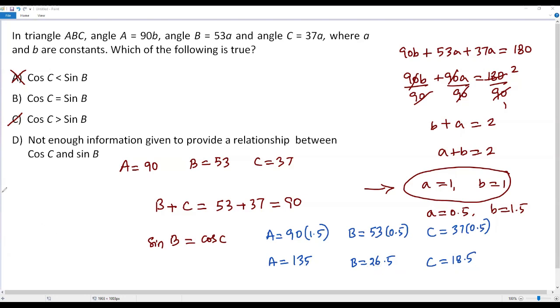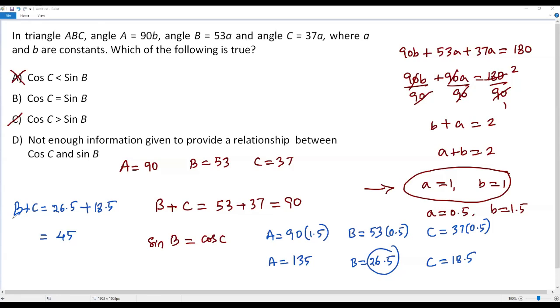Now what we can do is add the two acute angles 26.5 and 18.5, that is, let's add B and C. B plus C equals 26.5 plus 18.5. When I add them, I am getting 45 degrees. So apart from the obtuse angle 135, when I add the remaining two acute angles, they add up to 45. Clearly, the angle measures of B and C are not complementary because they do not add up to 90 degrees, they add up to 45 degrees.